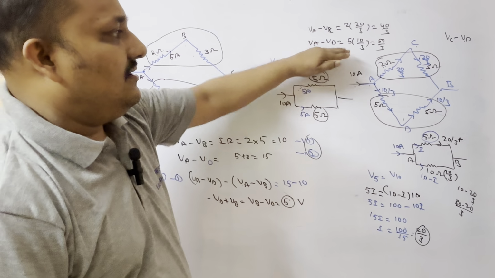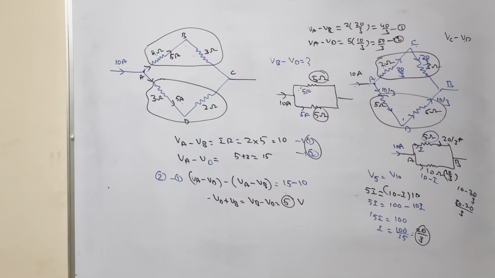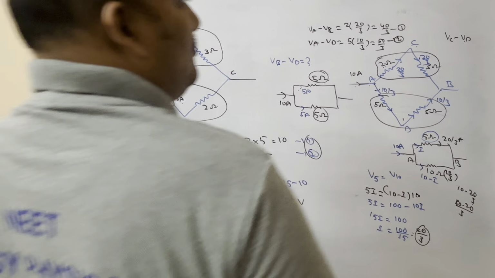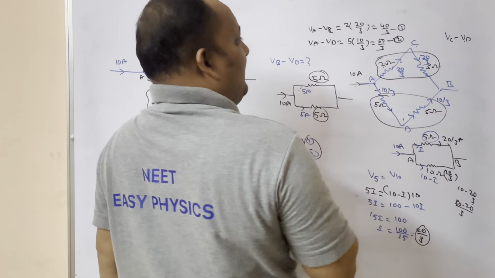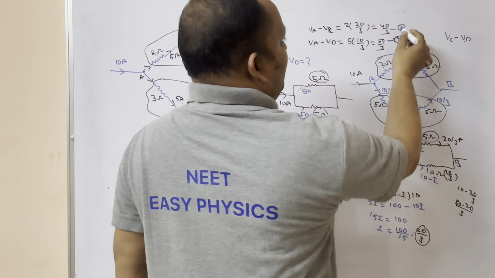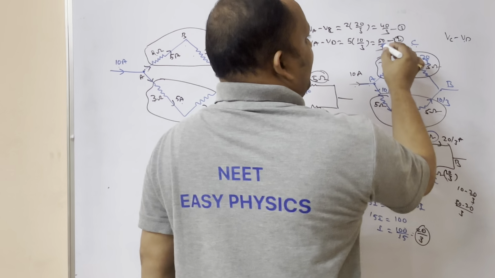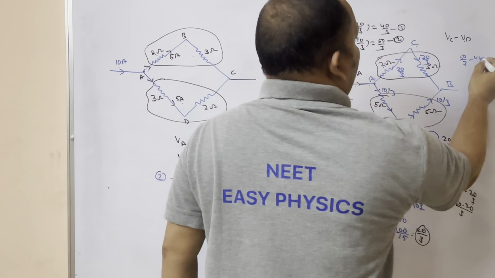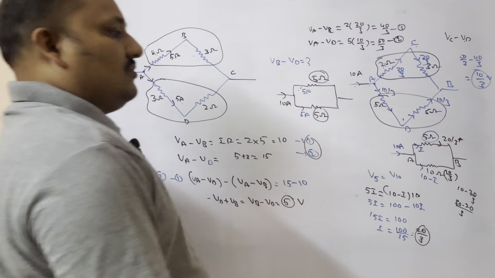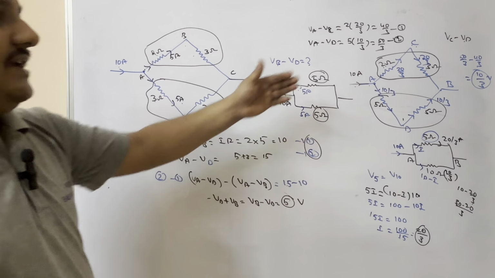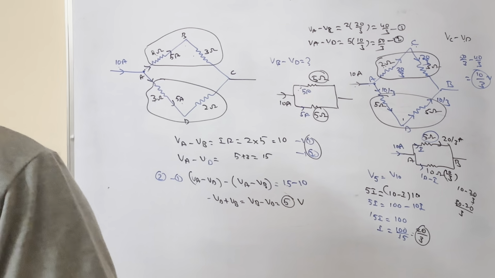VC minus VD means, so equation 2 minus 1, correct? Is it visible? Yes. 2 minus 1 means you will get VC minus VD. At the time, 2 minus 1 or 1 minus 2? 2 minus 1 only we should get. 2 minus 1 means 50 by 3 minus 40 by 3. That is going to be 10 by 3 volts. Correct. So, like this, we can solve the problem whenever equally divided, whenever unequally divided.